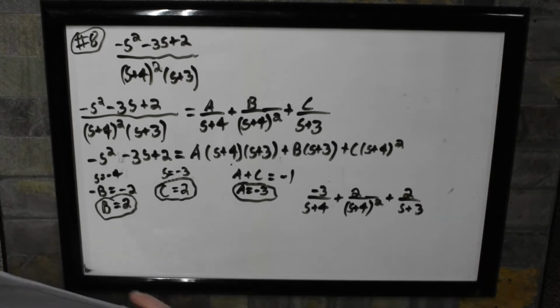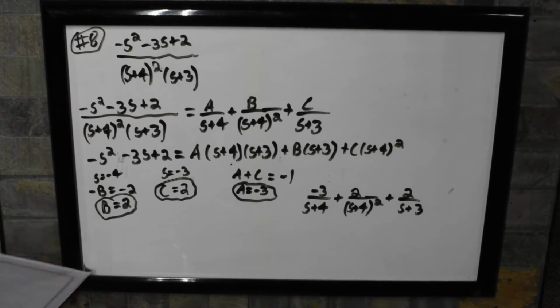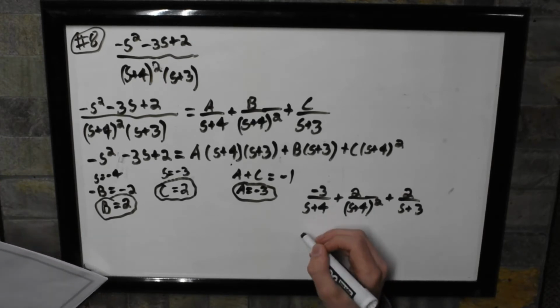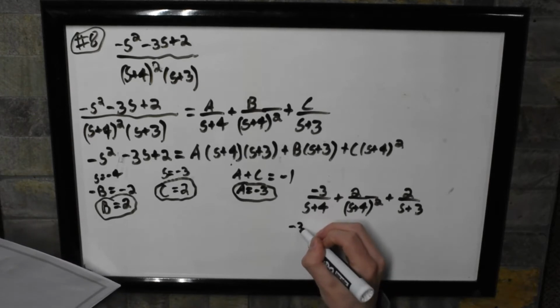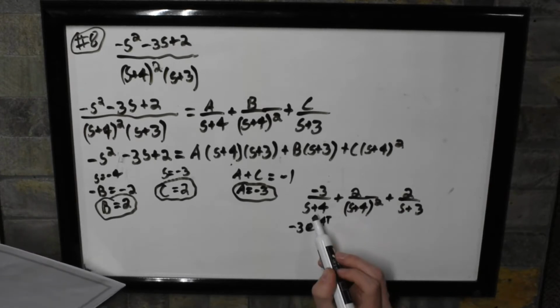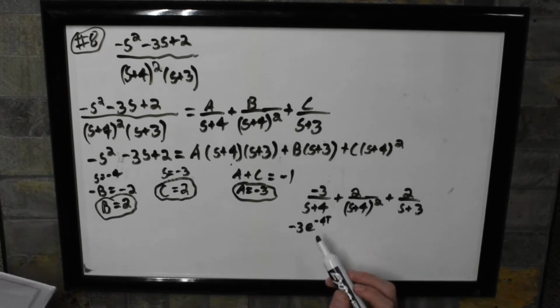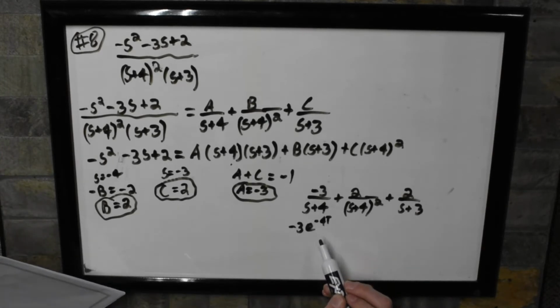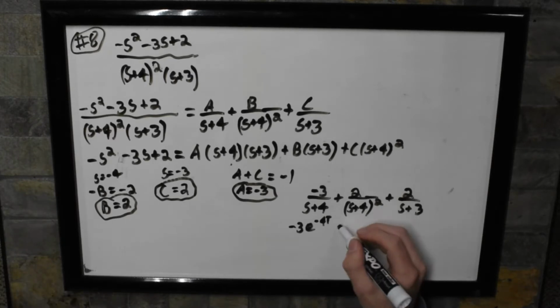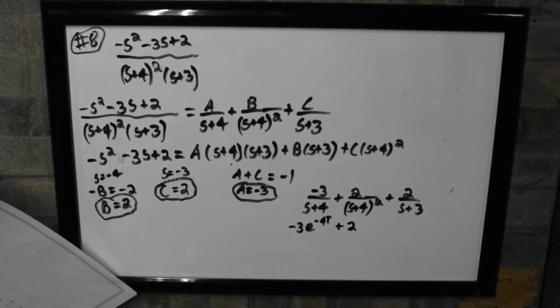So we have negative 3 over s plus 4. So looking at our chart in 7.2, we see that negative 3 over s plus 4 matches the e to the alpha t function. So alpha would be negative 4 because we have a double negative there, right? So we get negative 3 e to the negative 4t. And that's negative again because in the chart it's s minus alpha. So since it's plus, this would have to be a negative.